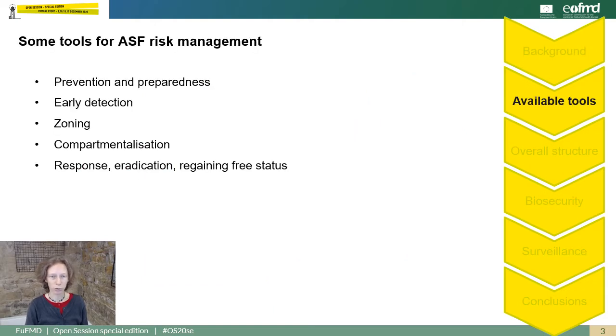Several tools are available to government and industry players to manage these risks. In disease-free times, these include prevention and preparedness activities, as well as reinforcing early detection surveillance programs. Also, zoning and compartmentalization may be implemented either in disease-free countries or in disease-infected areas. To support business continuity, they must be implemented before the first outbreaks. After African swine fever has been introduced in a country, response and eradication activities are deployed in the aim of regaining a free status.